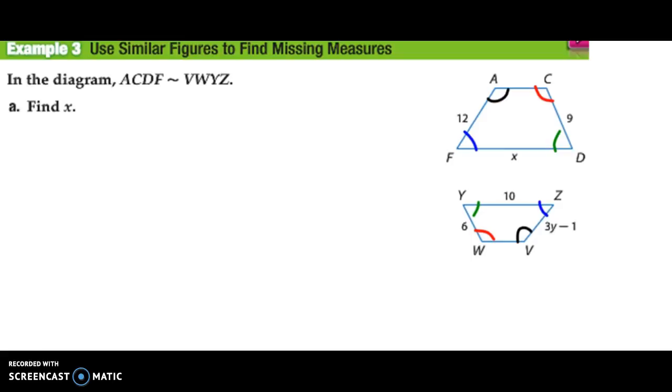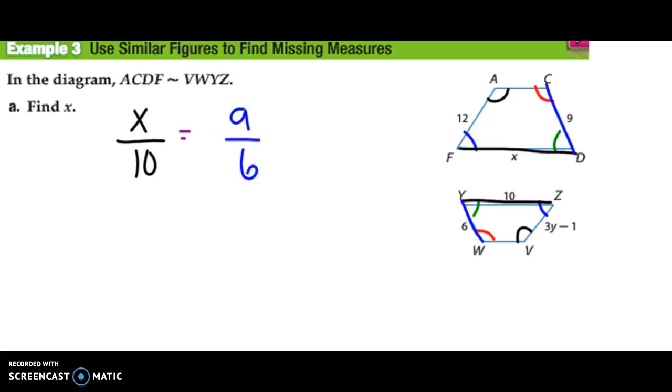So what we're going to do is we're going to say, all right, well, my missing side is FD, it's X. And the value that it corresponds with is ZY, so that's 10. So I'm going to say X over 10 is equal to its similar side. Because the triangles are proportional, we can figure that missing side out. Well, the side we know over here, CD, is 9, and we know that WY is 6. So I'm going to do 9 over 6.